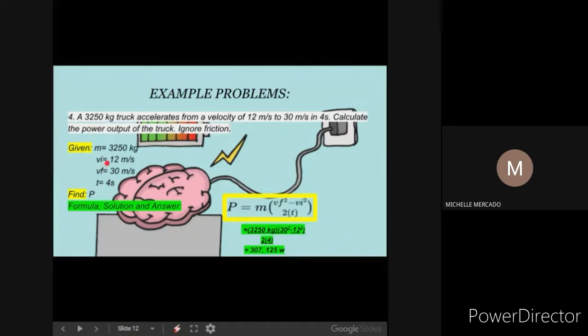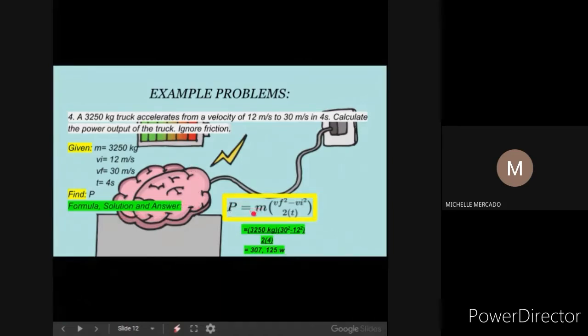Then initial velocity, 12 meter per second because yung truck is nag-accelerate from a velocity of 12 meter per second. And then, ang final velocity natin is 30 meter per second. Then again, the given time is 4 seconds. Then, calculate the power output. So, ano po ulit yung power output na kinreate yung tinatawag nating truck. Okay, the formula, solution, and answer.